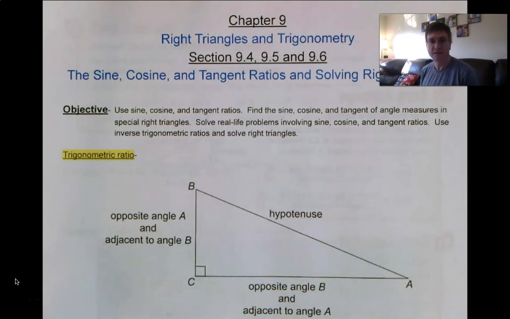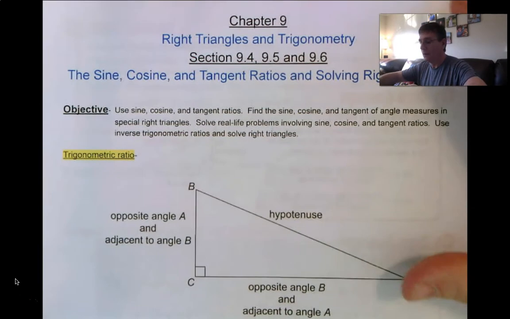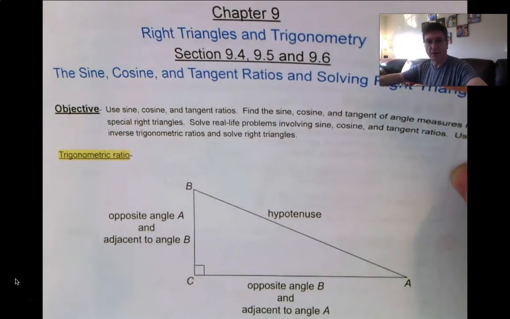Hello everyone, sections 9.4, 9.5, and 9.6. Altogether, the sine, cosine, and tangent ratios for solving right triangles. What is a trigonometric ratio?